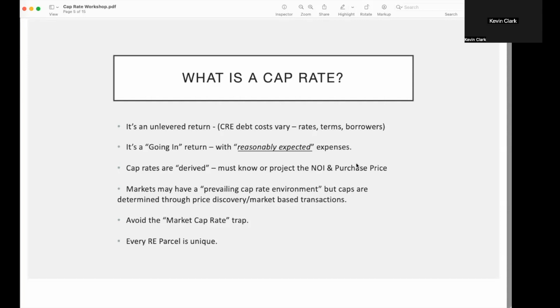I get this frequently from investors wanting to buy in New York City as an example, and they want to talk to me about what the right cap rate is for certain assets. And that's really not the right way to think about an acquisition. And the reason for that is every single property is unique. Its income profile is going to be different from its neighbor.